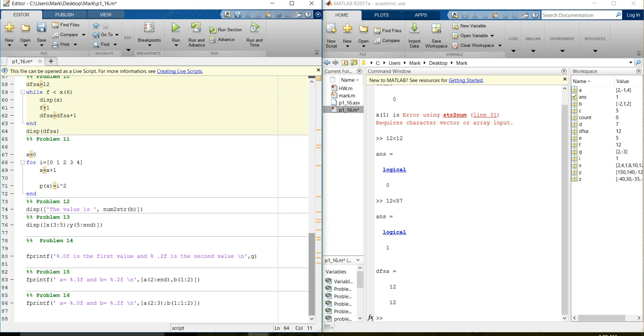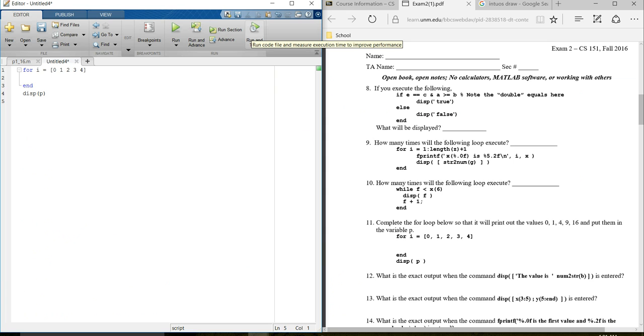Let's go on to the next one, problem 11. Complete the for loop below so that it will print out the values 0, 1, 4, 9, 16 and put them in the variable p. We see that 0, 1, 4, 9, 16 is just I squared.